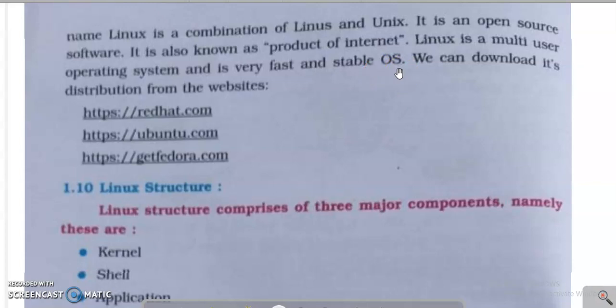It provides an accessibility of accessing more users in a system, and Linux is a multi-user operating system. That is why we can download its distribution from websites like Reddit.com, Ubuntu.com, GetFedora.com. So these are the websites which are providing the free Linux operating system online.